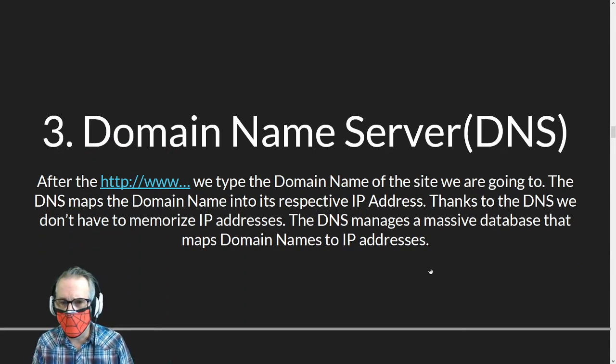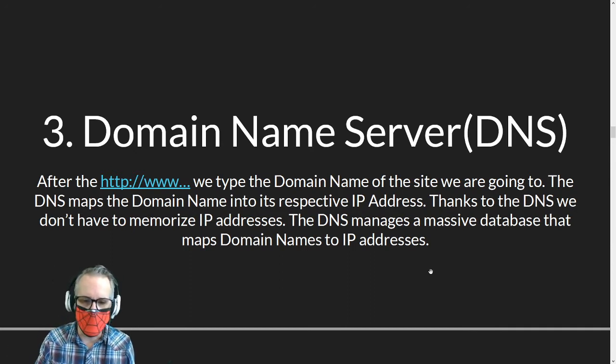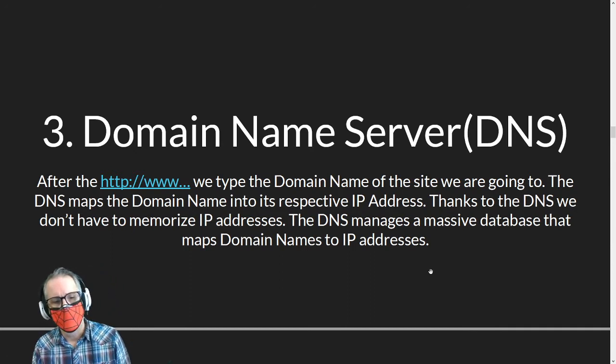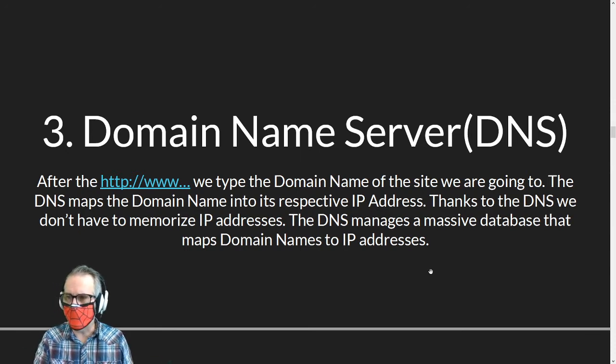Then we have our domain name server, our domain name. So after the http://www, then we type in the domain name, like google.com or archimedesacademy.org or whatever it is. Right? So the DNS maps the domain name, whatever we type, google.com, into an IP address. We'll get into that in a second.